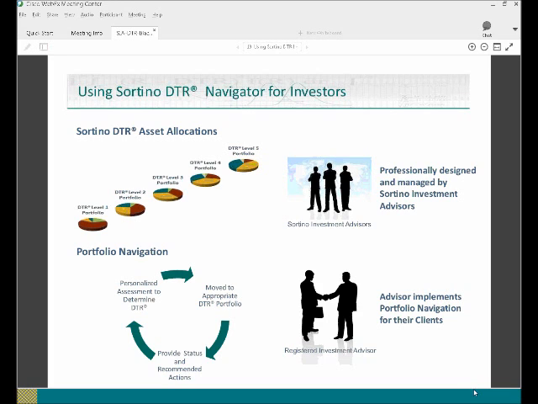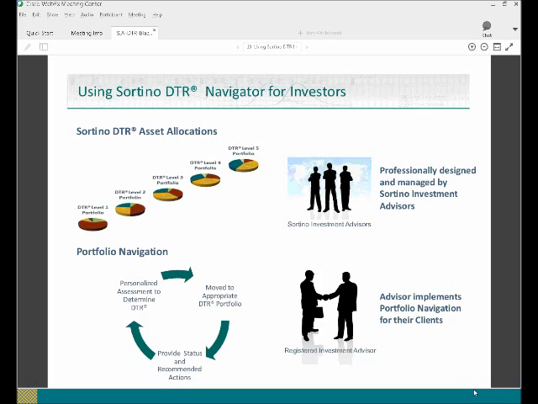Sortino DTR Navigator is a service you can employ in your practice with defined contribution plans, defined benefit plans, endowments, or individual investors. It can be utilized as an SIA-branded service or as a white label service under your own name. Sortino DTR Navigator is only available to investors through professional investment advisors. SIA does not work directly with individual investors.